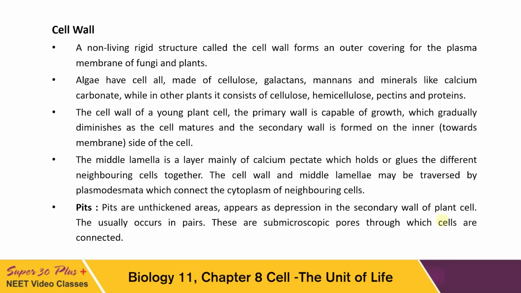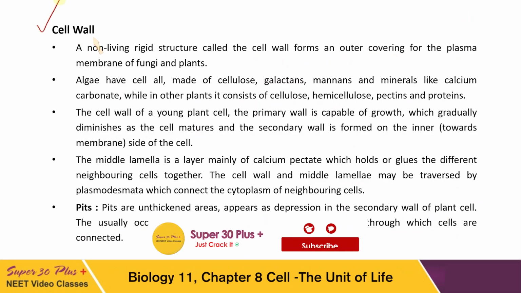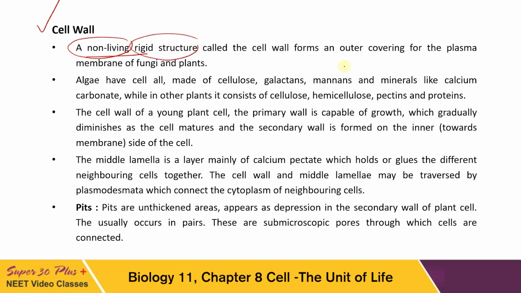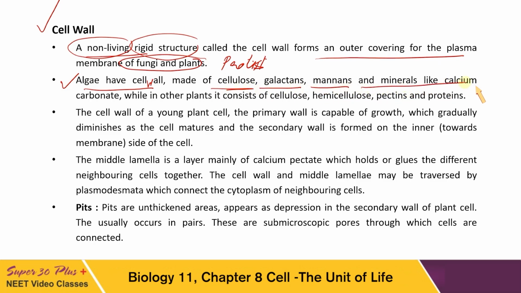Is it right? Now we have to go for the next one, that is the cell wall. In case of plant cells, it is a non-living rigid structure. Non-living, hard, rigid structure, which is the outermost covering found outside the plasma membrane in fungi and in plants. Even in protists the cell wall is present. Algae have a cell wall made up of cellulose, galactans and mannans, and minerals like calcium carbonate, while in other plants it is made up of cellulose, hemicellulose, pectin, and protein-like substances. You have to remember it.